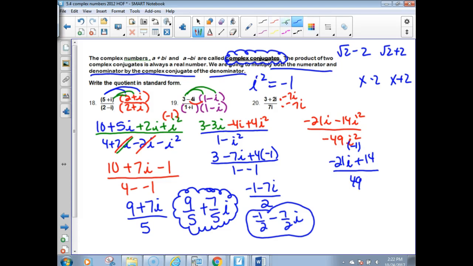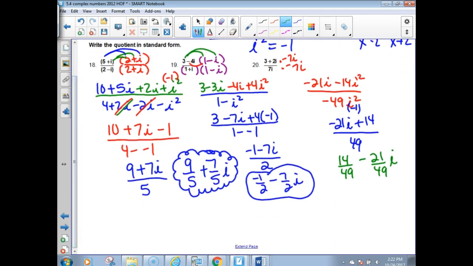Now I'm going to rewrite it in a plus bi form. So I'm going to write 14 over 49 first, and then minus 21 over 49 i. And then realize that we can reduce these, right? So we should. It's going to be 2/7 minus 3/7 i. That is proper a plus bi form.